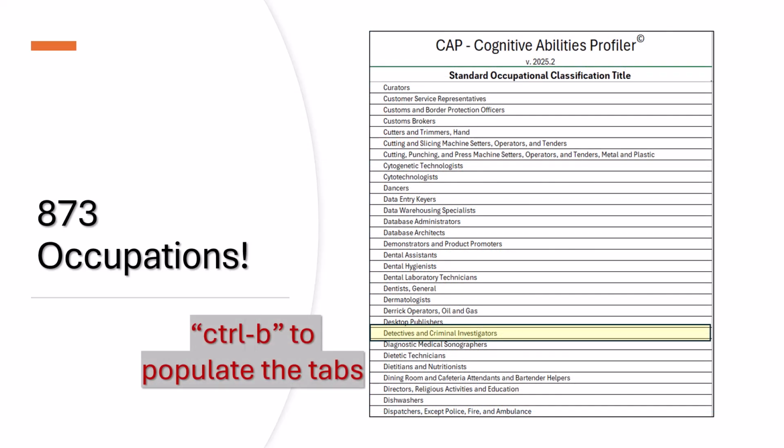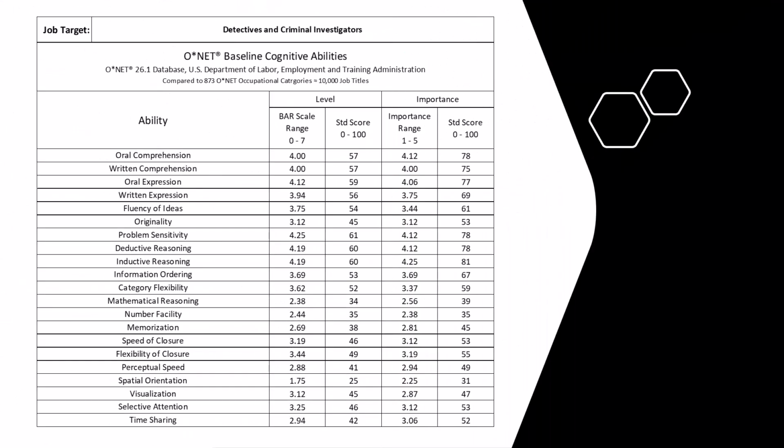Once you have selected the appropriate occupational category, the second step is to populate the data into the analytical tabs. You do this by pressing Ctrl B. This macro command instantly pulls the complex ONET cognitive ability data for that specific job into your view. Now let's take a look at what you've done.